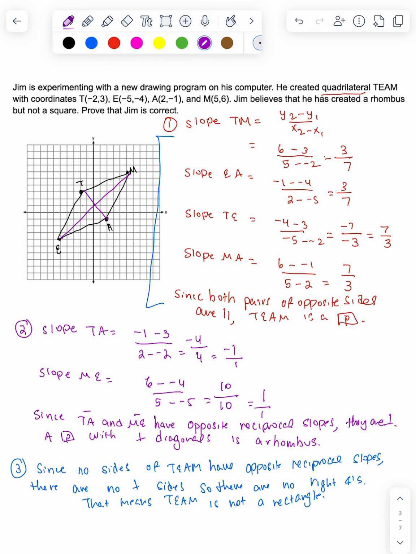And then I'm going to put, since TEAM is not both a rhombus and a rectangle, TEAM is not a square. That one was a lot of work, but there we go. We proved that Jim was correct. It's a rhombus, but it's not a square because it's not also a rectangle, so it's not also a square.